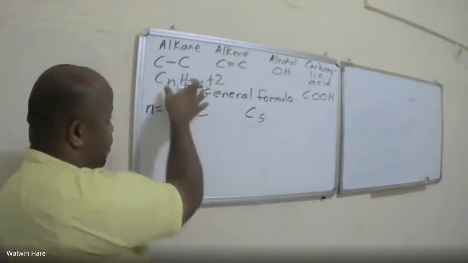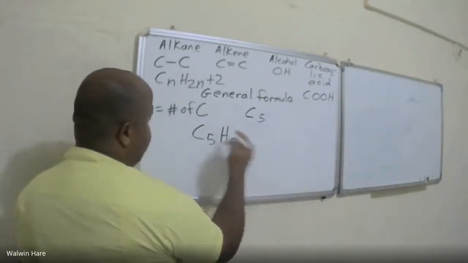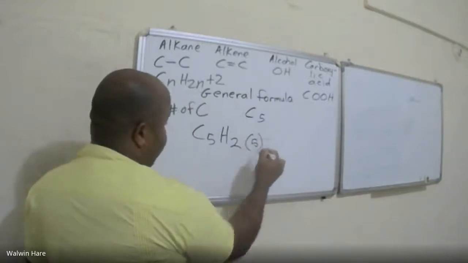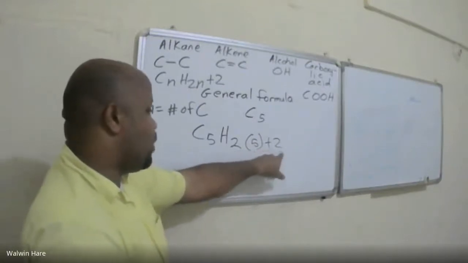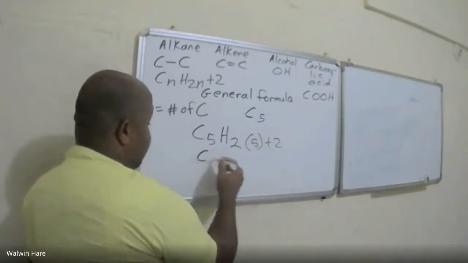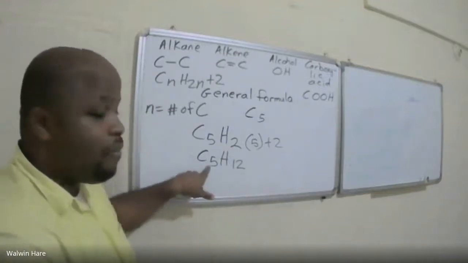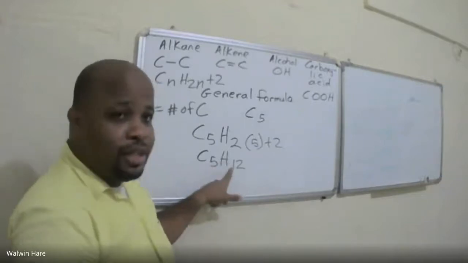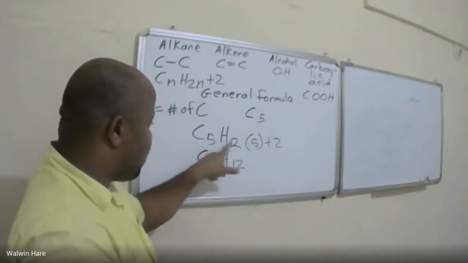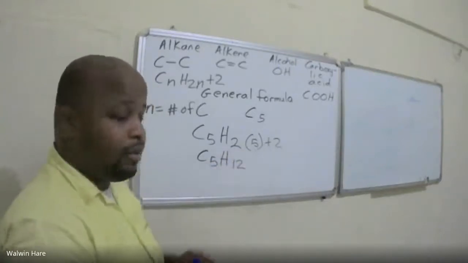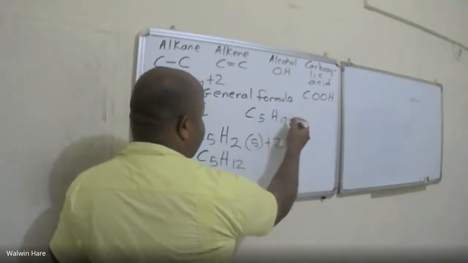So your general formula for the alkane would be C5H2n, so 2 times 5 plus 2. All right? So 2 times 5 is 10, 10 plus 2 is 12. So an alkane with 5 carbons must have 12 hydrogens. So any amount of carbon you have, to get the amount of hydrogen, multiply by 2, then you add 2. So if you have 5 carbons, 5 times 2 is 10, 10 and 2 is 12. Let's do our next example. So it will be C5H12. All right.